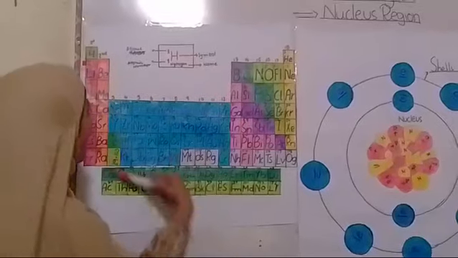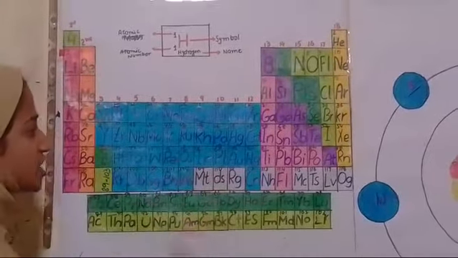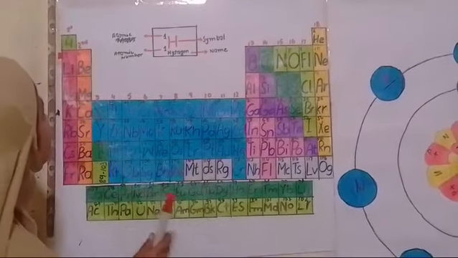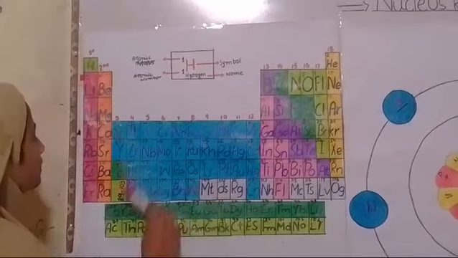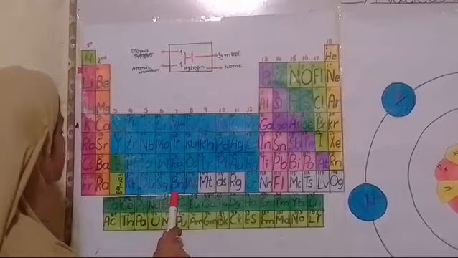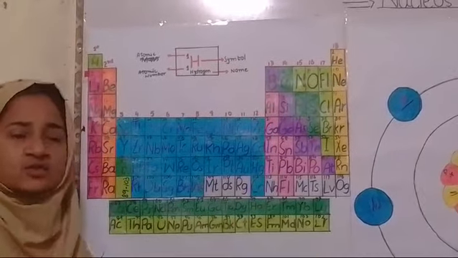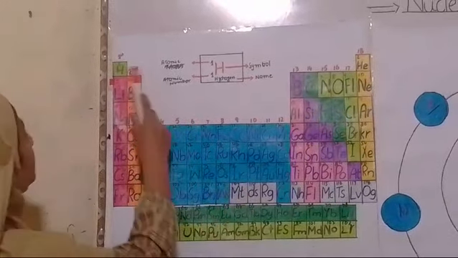Periodic table. The arrangement of elements in ascending order is called the periodic table. The modern periodic table was invented by Henry Moseley. Periods. What are periods? The arrangement of elements in horizontal rows is called periods.